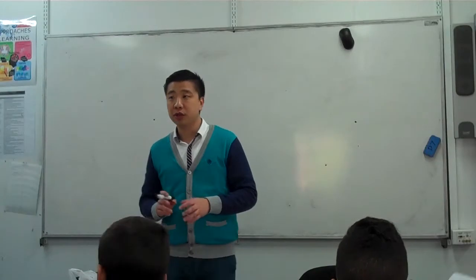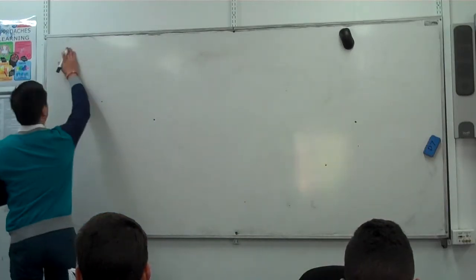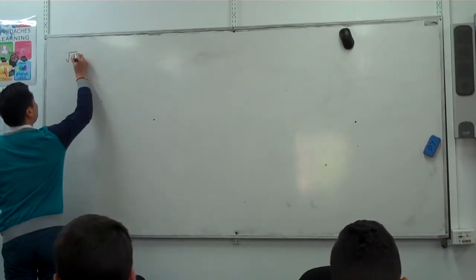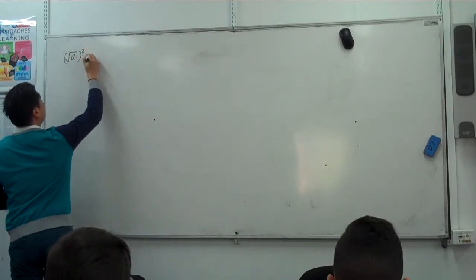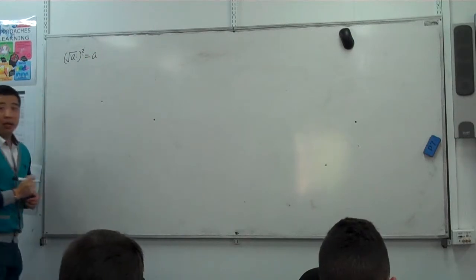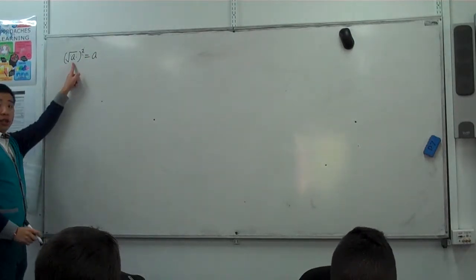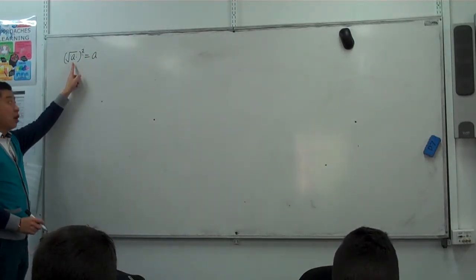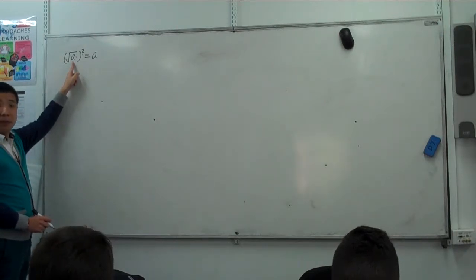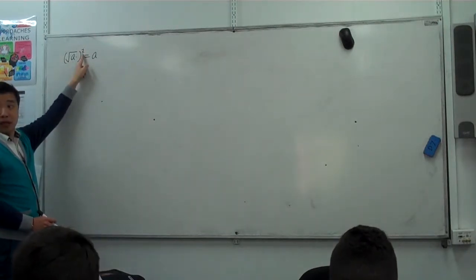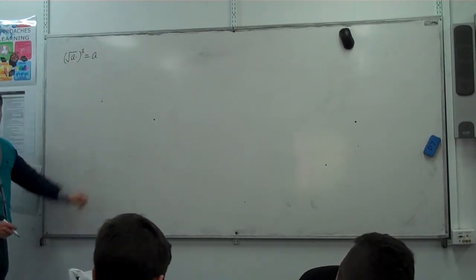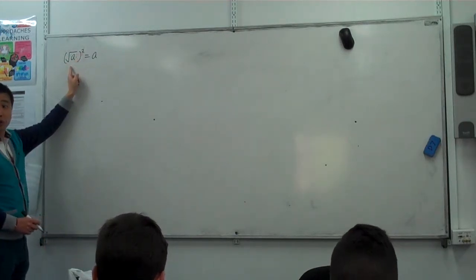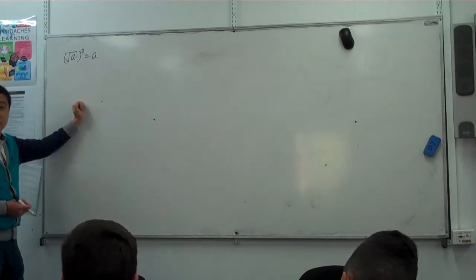Alright, firstly we're going to do some revision, okay? Now yesterday we said if you have square root a and then to the power of 2, that equals a, okay? Because you square root this number and then you square that back, and then that means you still have the original number. We call square and square root the converse calculation.